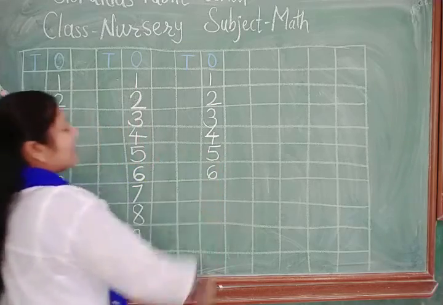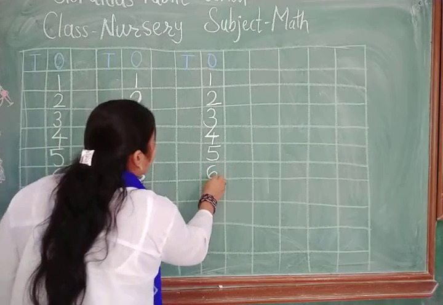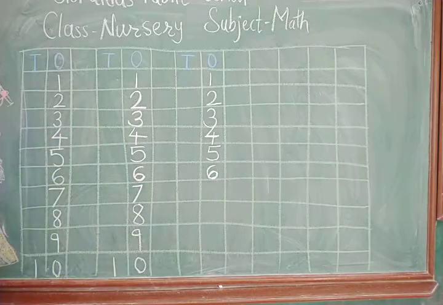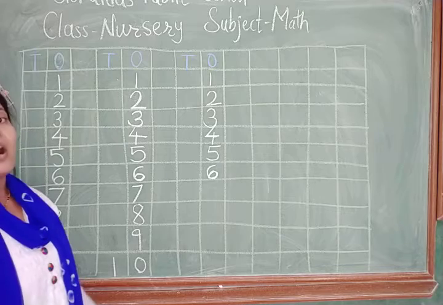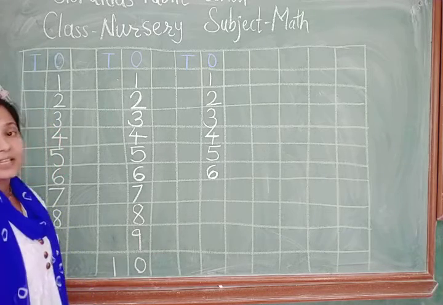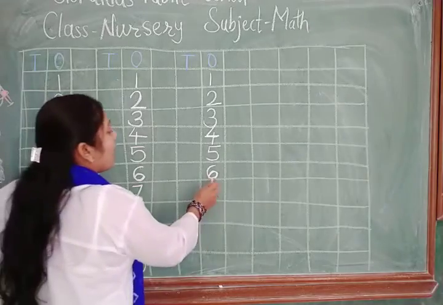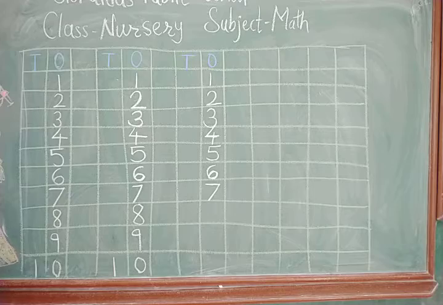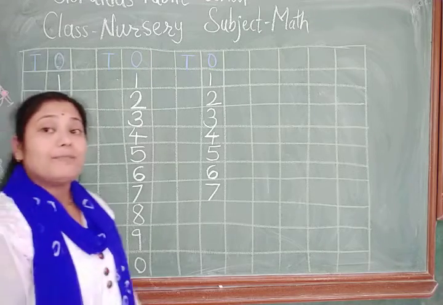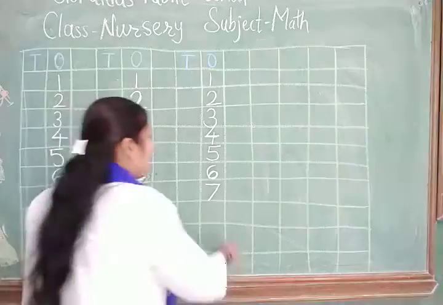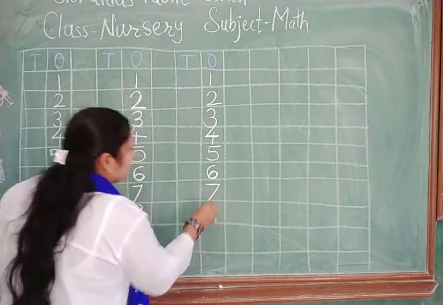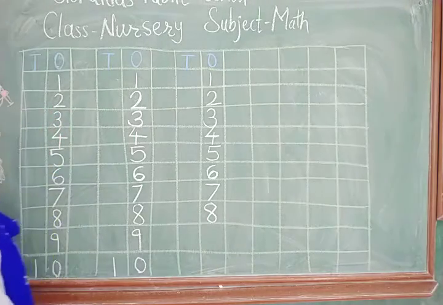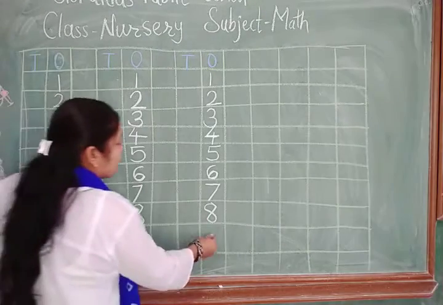Number 6. One big half curve and one small half curve inside it. This is number 6. And after number 6, which number comes? Number 7. One slipping line and slanting line make number 7. And after number 7, which number comes? Number 8. And after number 8, which number comes?